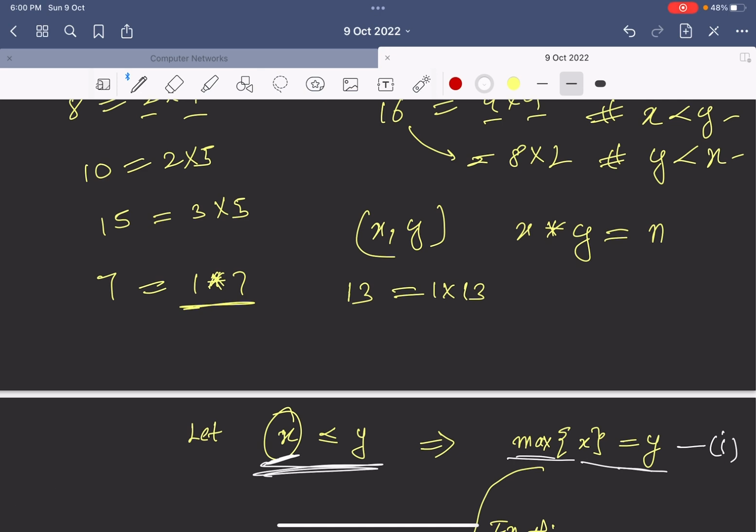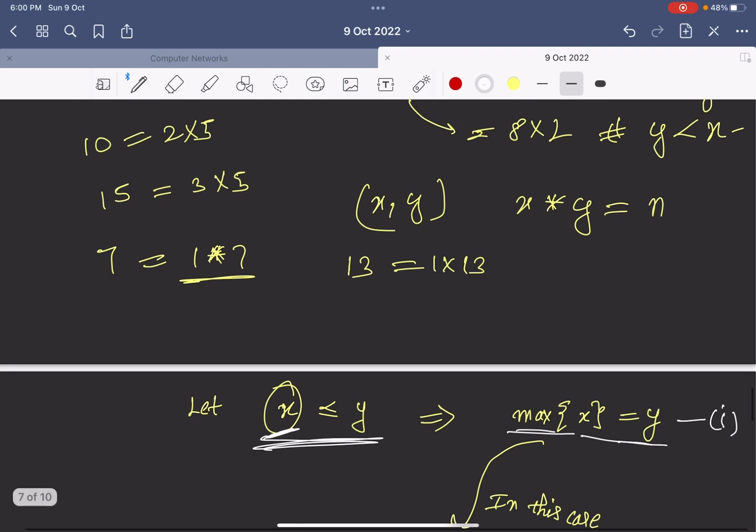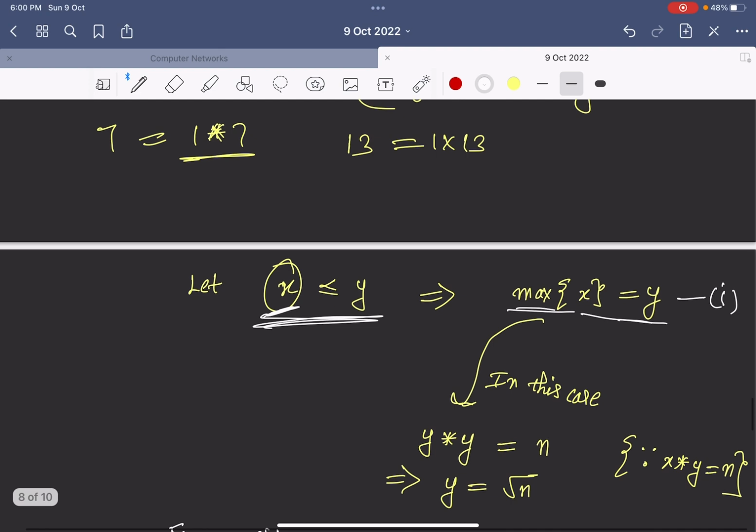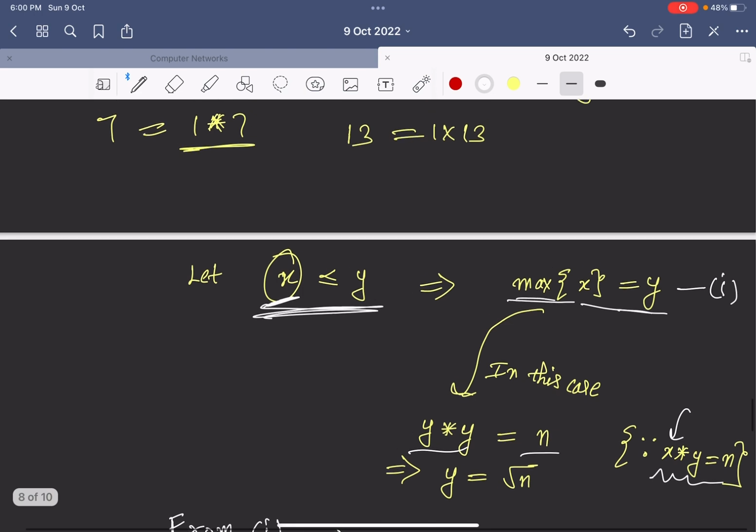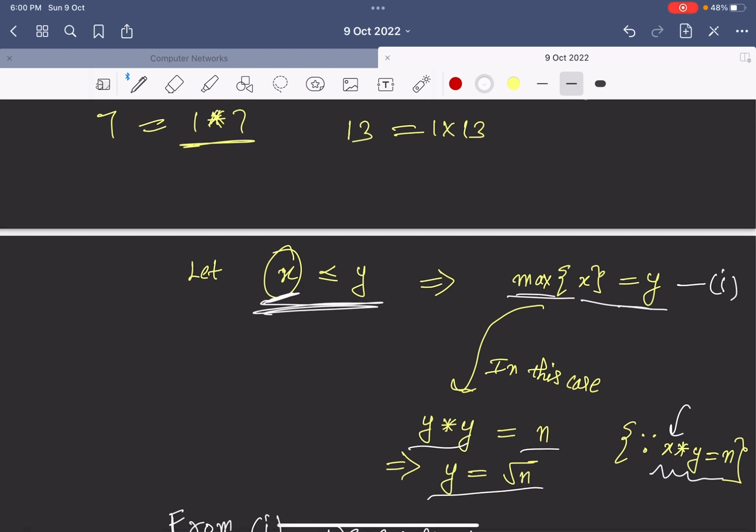So x is that smaller number from the pair that is a product of a number, right? So if I consider the maximum value of x, if I consider the case of equality when x becomes equal to y, then I can say that y times y becomes equal to n, because our equation was x times y equal to n. So I plugged in y here in place of x. So what I got? I got y equal to root n.